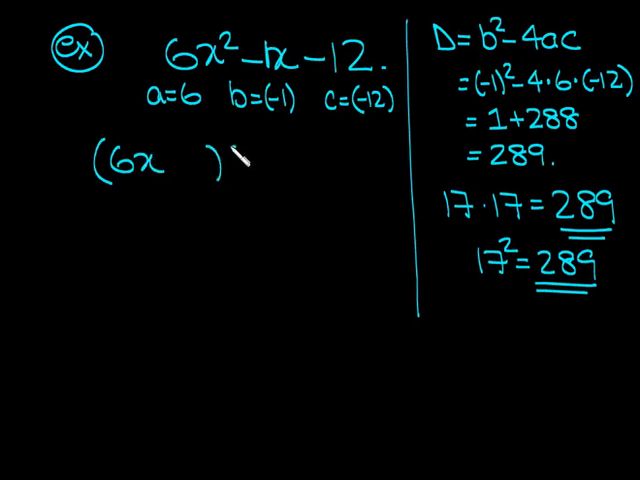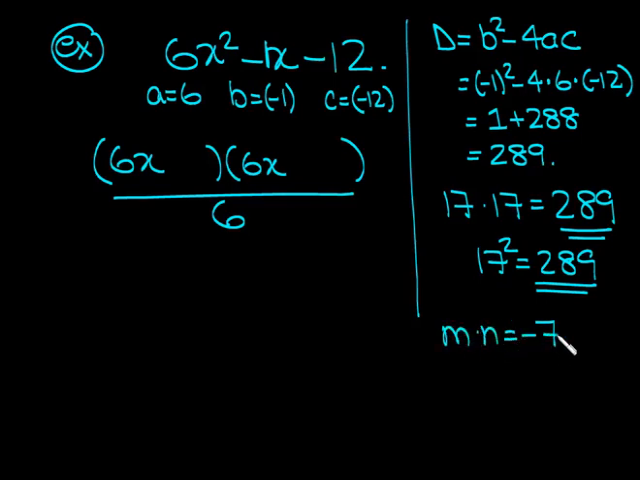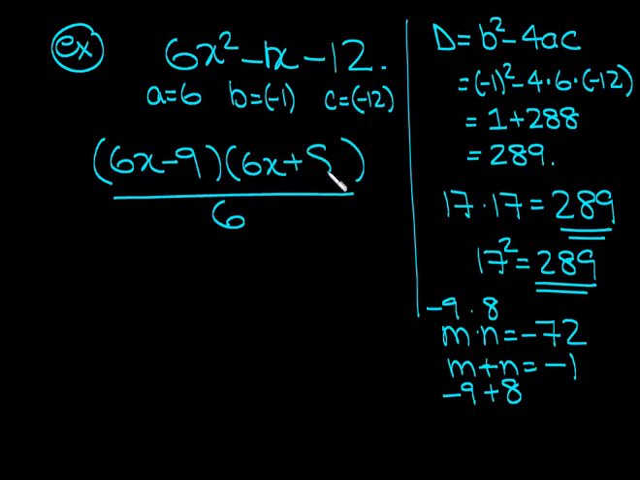I have 6x squared minus x minus 12, divided by 6. I want two numbers. When I multiply, I get negative 72, and when I add, I get negative 1. 6 times negative 12 is negative 72. When you add, you get negative 1. And you can do the tree again, or you can just figure it out in your head. They're negative 9 and positive 8. Negative 9 times 8 is negative 72. Negative 9 plus 8 is negative 1. So I get negative 9 and positive 8.